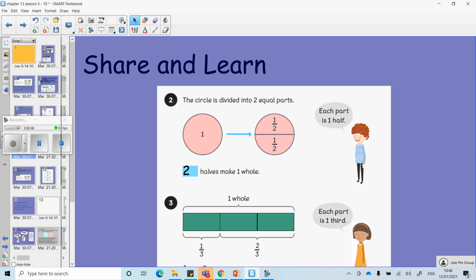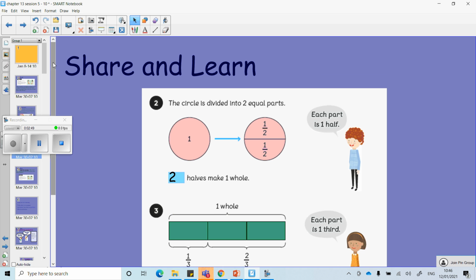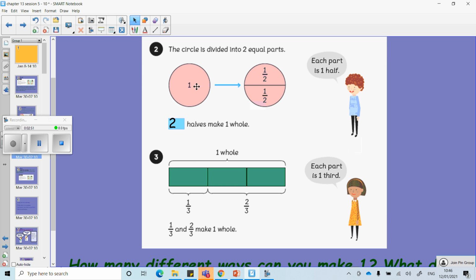Now, on this page, we have some circles here to start off with. There is one whole circle here. And there are 2 halves, 1 out of 2 and 1 out of 2. Each part is 1/2. And we can see our sentence, 2 halves make 1 whole. They are the same. Just we've split this one up into 2 halves, and that is the same. This one is not split up, it's 1 whole.